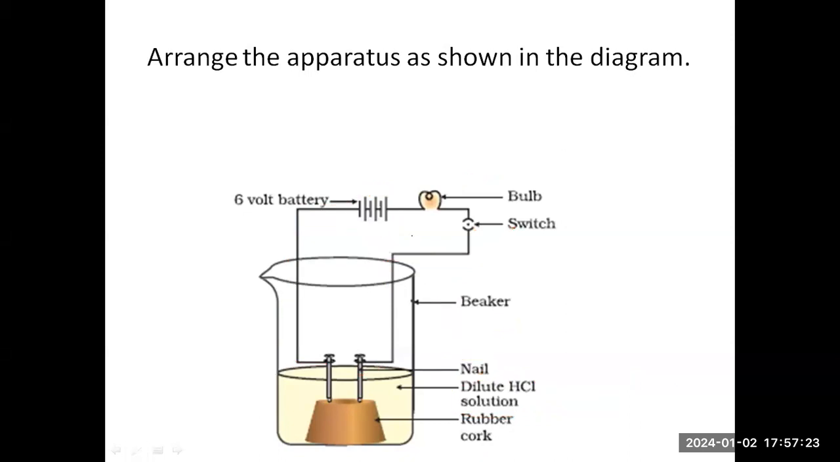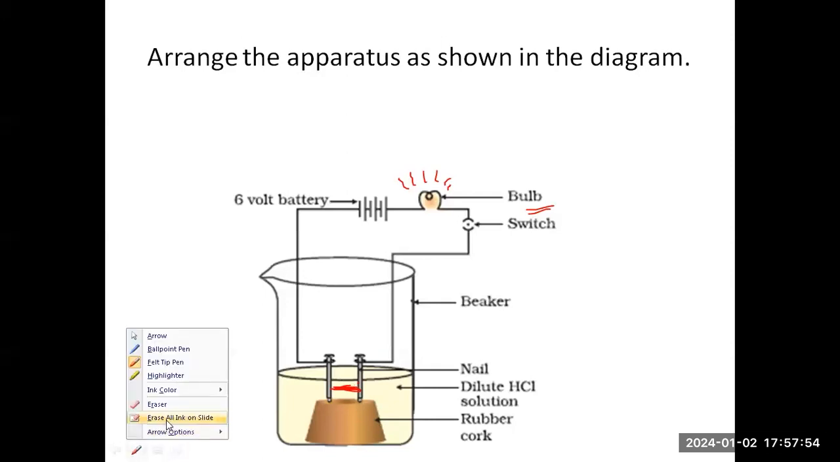When you set up this circuit, you will see that the bulb starts glowing. The bulb glows because the circuit is complete. The circuit got completed because the acid connected the two iron nails. There is no physical connection between the two iron nails. There is only the presence of acid. So it proves that acids are good conductors of electricity.